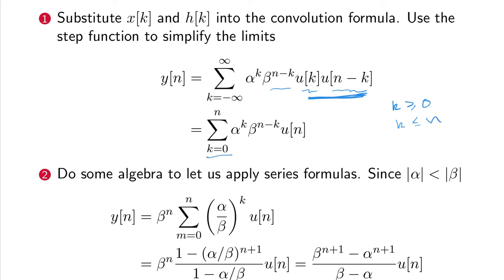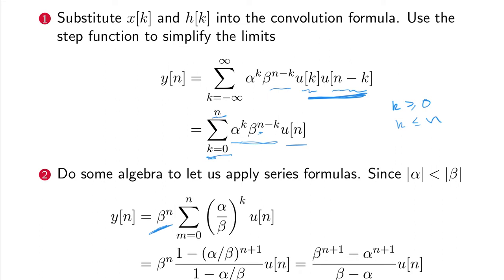So we're going from k equals 0 to n, and we get alpha to the k, beta to the n minus k, u of n. Now notice we're summing over k and not over n, so we can pull out the beta to the n over here, and we get alpha to the k, beta to the minus k, which is the same as alpha over beta to the k. And the u of n can also get pulled out.